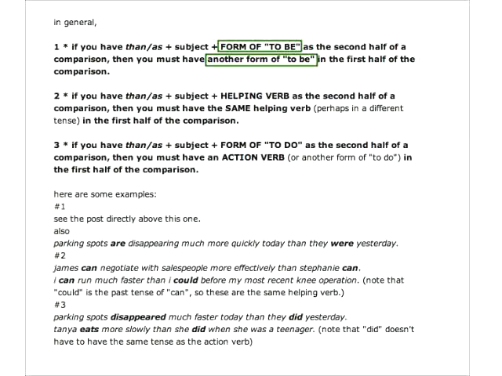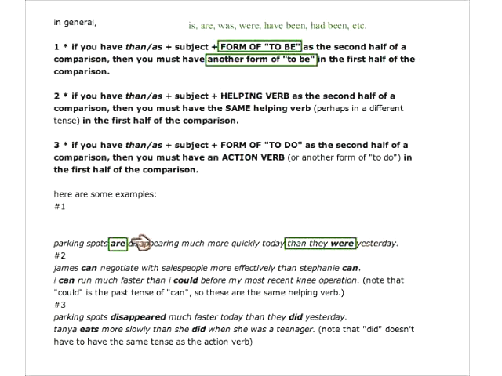Is, are, was, were, have been, had been, etc. So, for example, the post directly above this one doesn't make sense, so I'll take that out. This is from a forum that I typed in. If you say "then they were," this would make sense, because here's "are." This is a form of 2B. This is another form of 2B. They are disappearing. They were disappearing. They are, they were. I am, I was. It is, it was. They were, they had been.